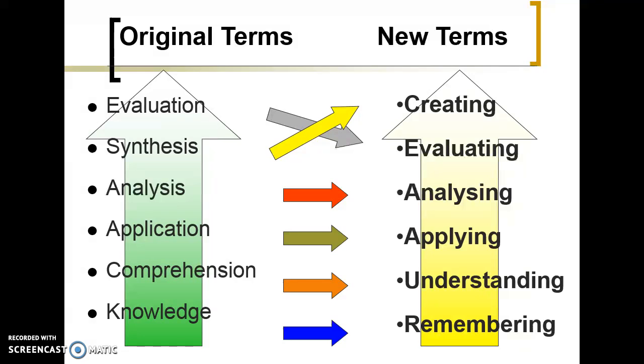The key changes Anderson made was first to change the labels from nouns to verbs. So instead of application, it was applying. Instead of analysis, it was analyzing. Anderson and his team felt that the lowest level, knowledge, was a bad term for remembering, so they changed it to remembering. They changed comprehension to understanding. They changed analysis to analyzing, synthesis to creating. So they defined the art of creation as bringing things together, synthesis, and they changed evaluation to evaluating.